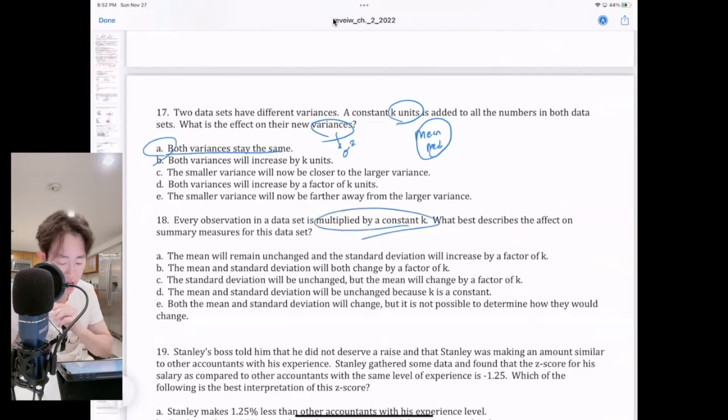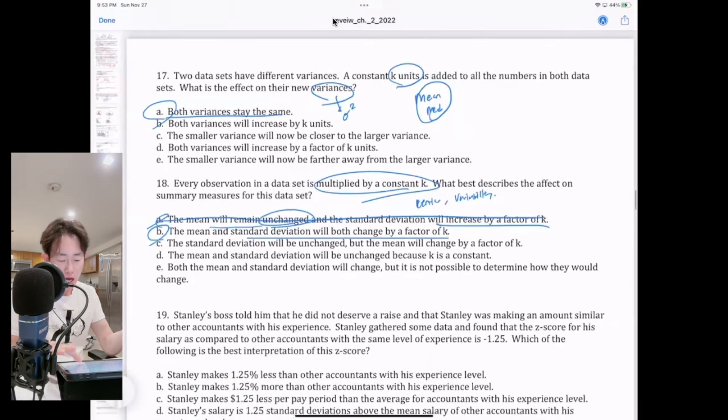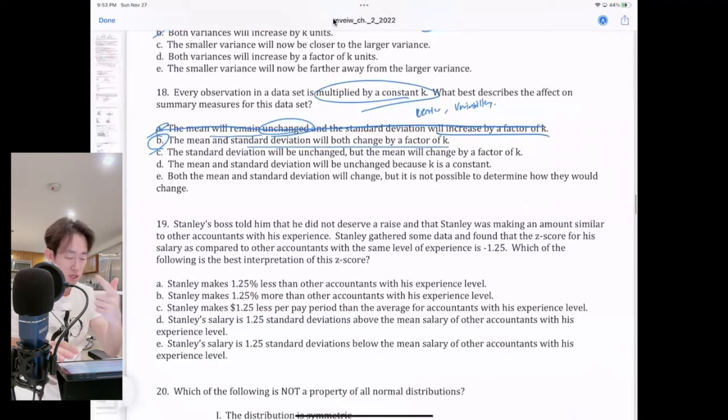But when you multiply, the mean will multiply by K. The standard deviation will also increase by a factor of K, which is also... remain unchanged. So that was my fault. So it should have been B. The mean and the standard deviations will both change by a factor of K. That is changing both center as well as the variability. Both of them change. So IQR, variances, standard deviation change because it spreads, it multiplies, as well as the measurements of center, which is mean and median.